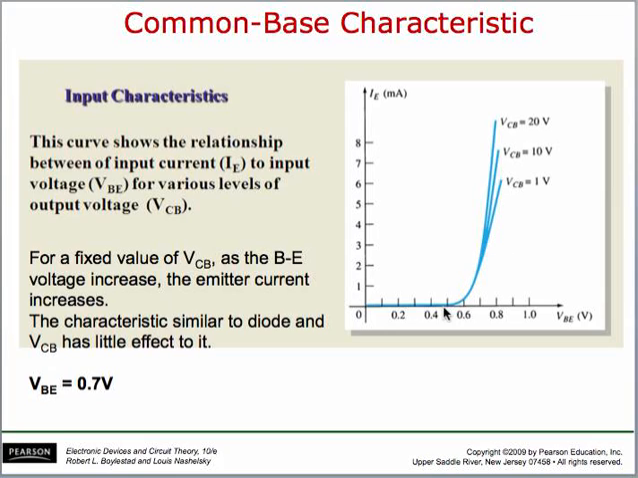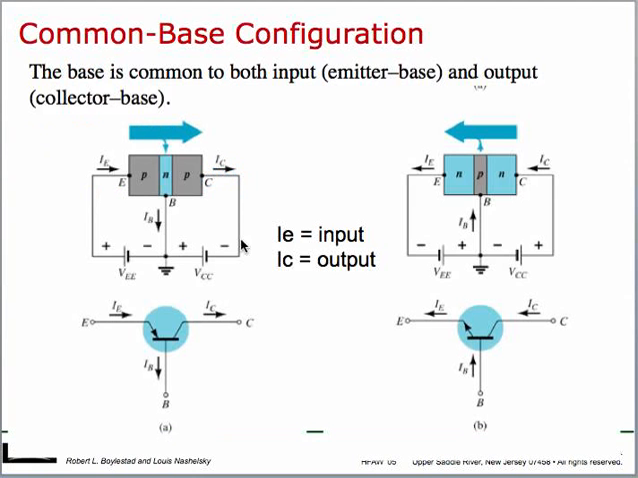For a silicon diode, when the diode voltage is less than 0.7, the diode is not conducting, so the current is 0. But when your diode voltage is more than 0.7, the diode is conducting, which makes sense because if you look at the base-emitter, this is the base, and this is the emitter junction. It is a diode. It's a PN junction, and it is forward biased by VEE.